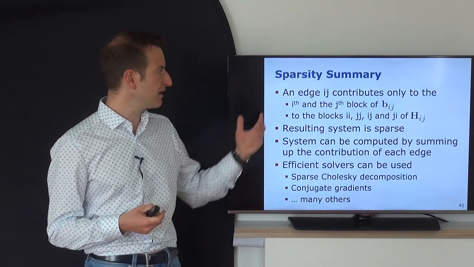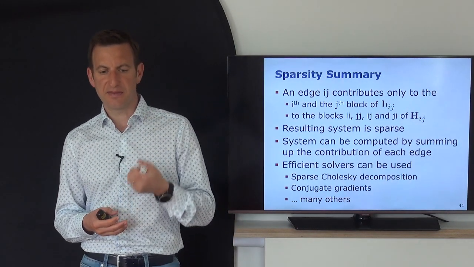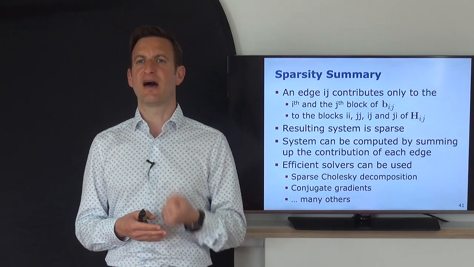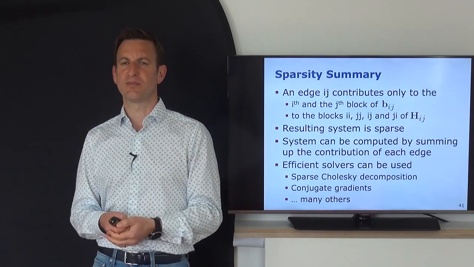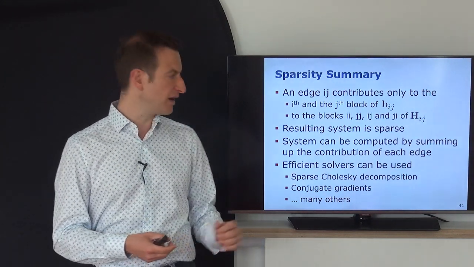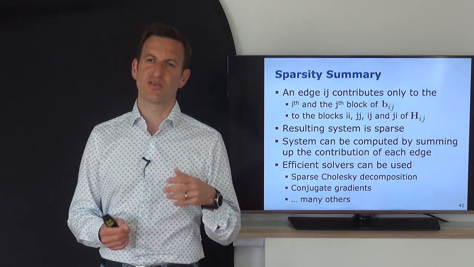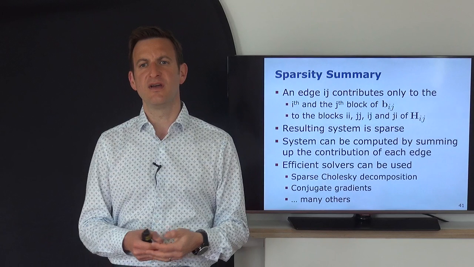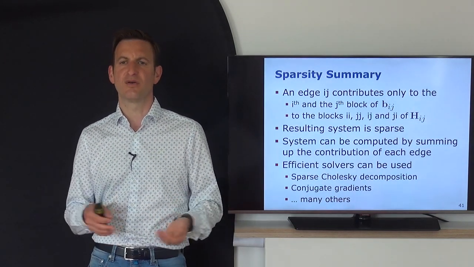So again, the key thing is an edge ij contributes only to the ith and the jth block of B, and the blocks II, JJ, IJ, JI of H, which leads to an overall sparse system. And we can then use sparse solvers to do this. There's a variant of Cholesky decomposition called sparse Cholesky decomposition, which is explicitly designed for sparse matrices and is much, much faster than the standard Cholesky decomposition, and this also holds for other techniques.